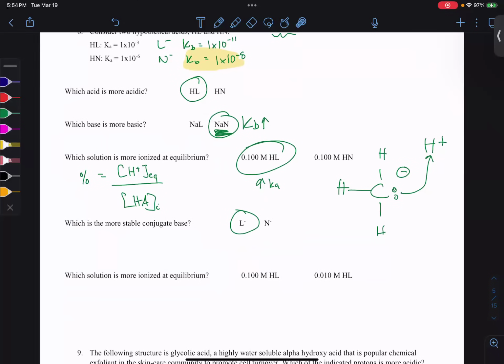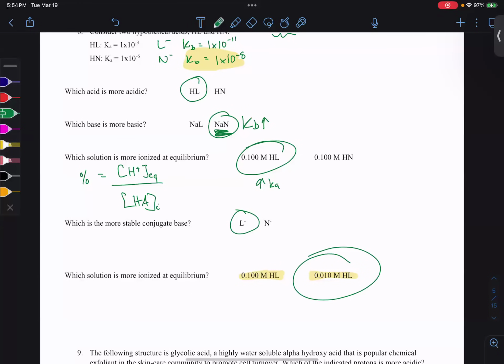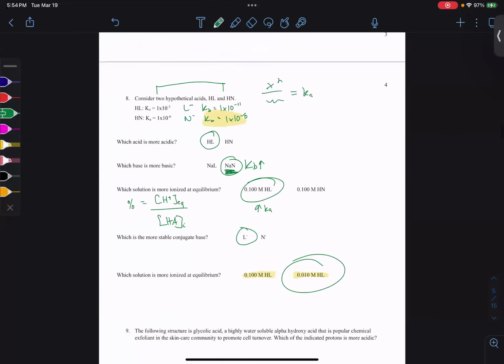All right. And then finally, the last one here, what solution is more ionized at equilibrium? Be very careful of what I'm giving you. It's 0.1 molarity HL and 0.01 molarity HL. So it's the same acid. So when we think about this equation, which thing is affecting us more, the numerator or the denominator? The denominator, it's the concentration. So which one's more ionized? The less concentrated one. All right, so that kind of rounds out that question.